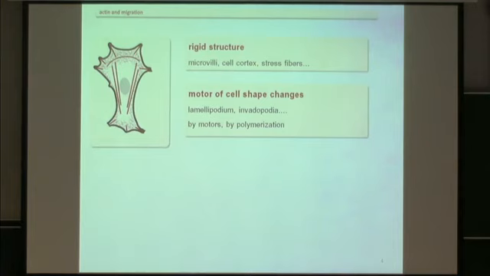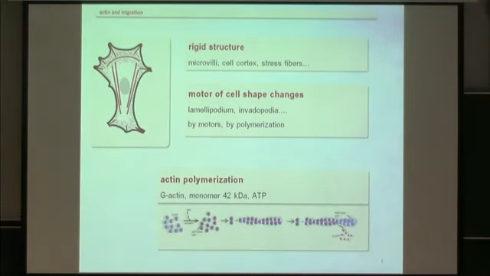The other mode is kind of motoring the cell. This can be done either by motors, which are the myosins, or by polymerization. And we have different kinds: lamellipodia, filopodia, podosomes, and so on. So this is an actin classification. We already heard about the actin polymerization.